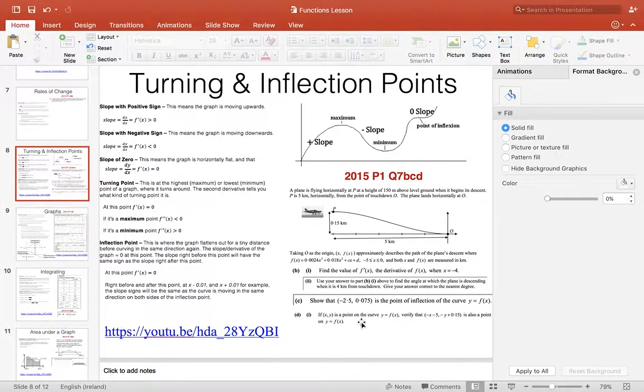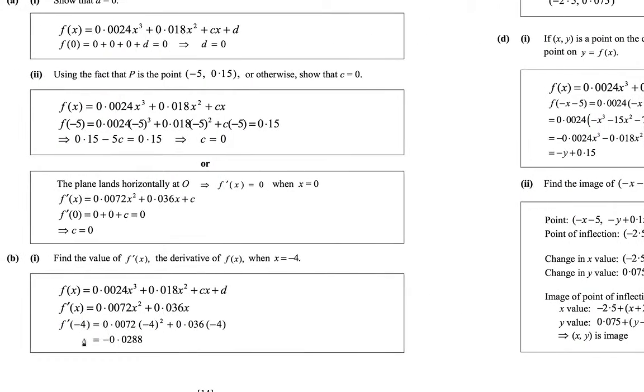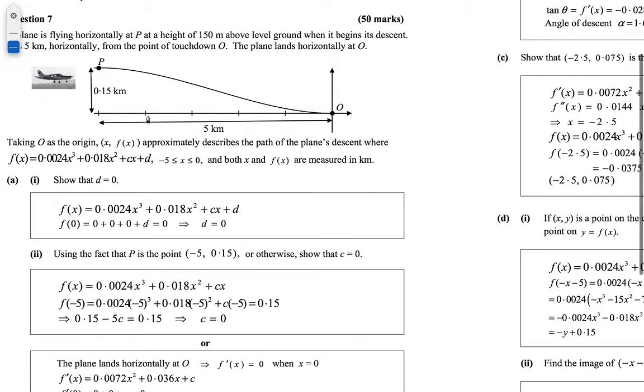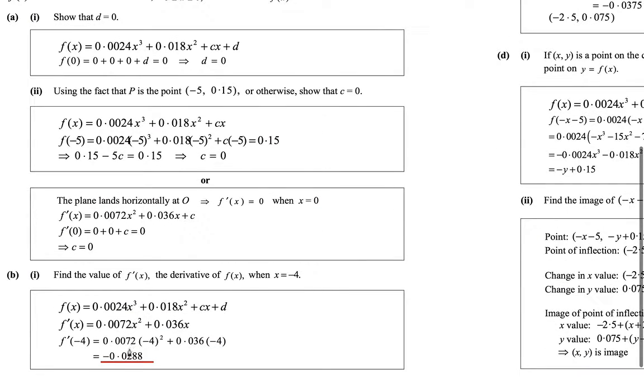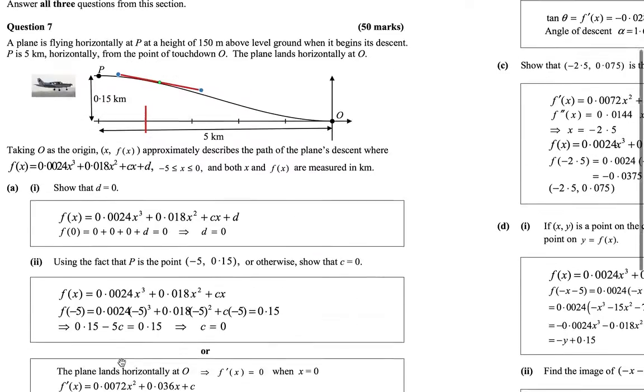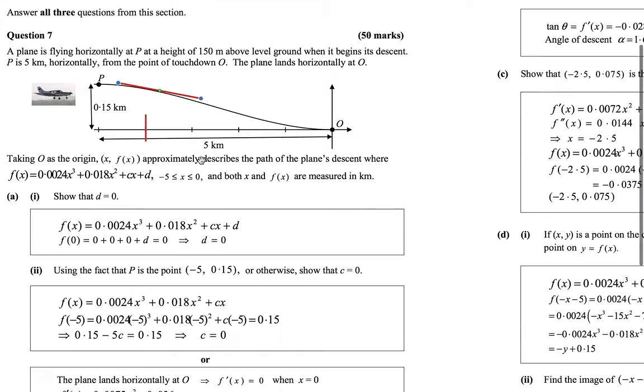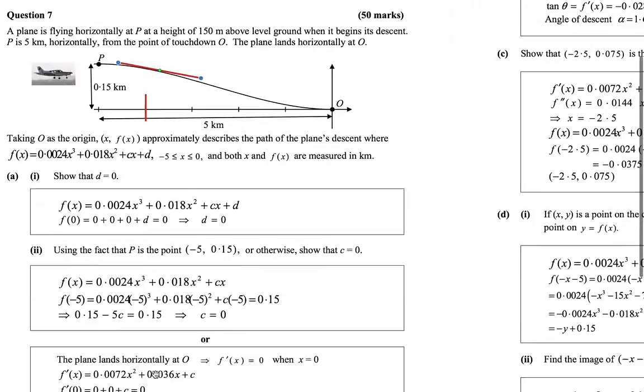Now it asked us at -4, so just plug in the value of x, -4. So this is the slope of this graph, minus 0.0288, the slope of this graph at -4. So at this point here, -4, the slope of that tangent line is negative 0.0288, which makes sense because it's sloping down, so it should be negative. But it's not sloping down a lot. It's a very gradual decline, so it's not a big slope. It's not a large slope.